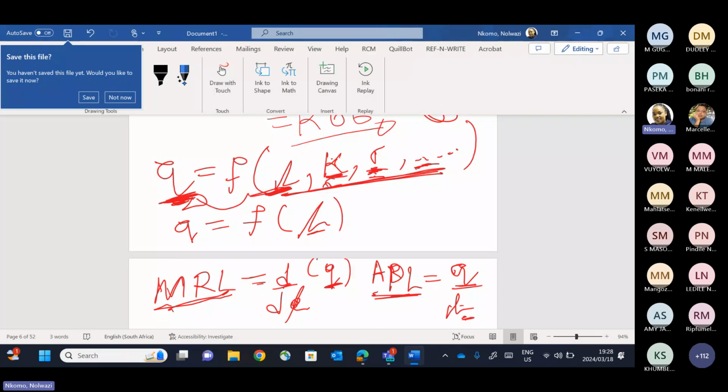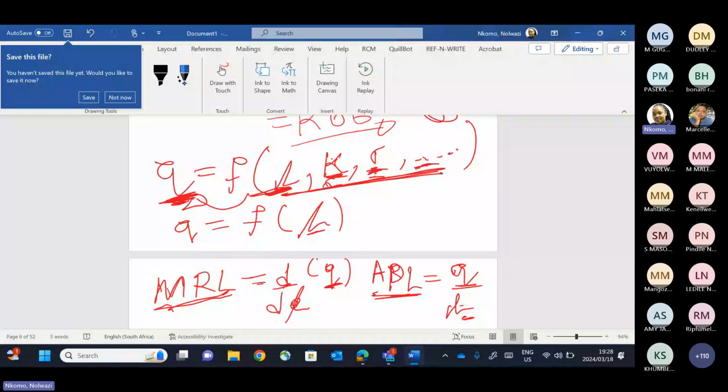Again, the average production of labor is the measure of the average amount of output each worker can produce. Then we have the marginal production of labor, that's just the change in output that results from employing one more additional worker.